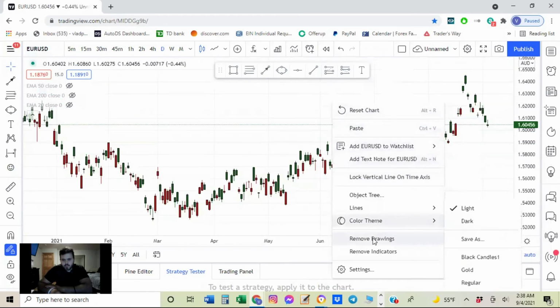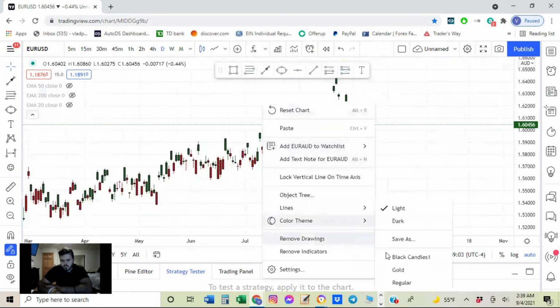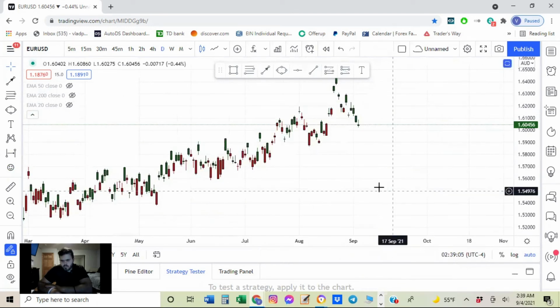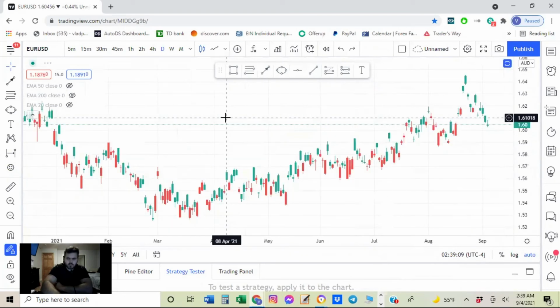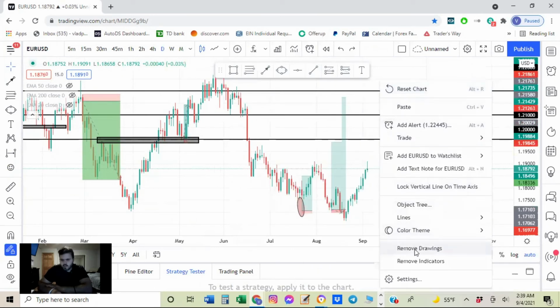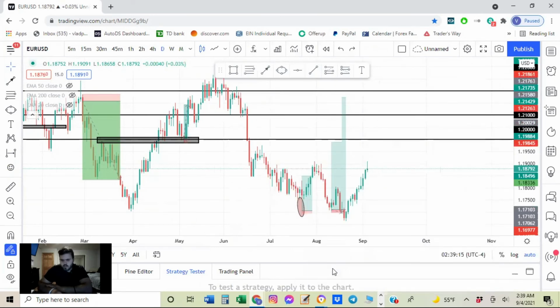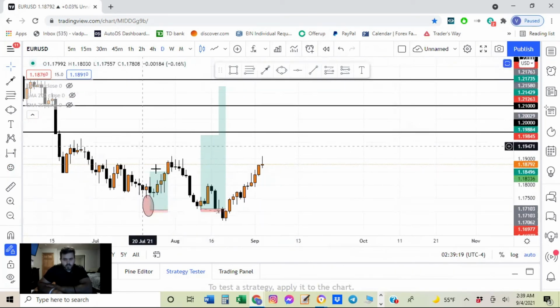What the heck? Okay, well, that's weird. I don't know why it did that. All right, so here we change it to gold. So here we have gold candles.